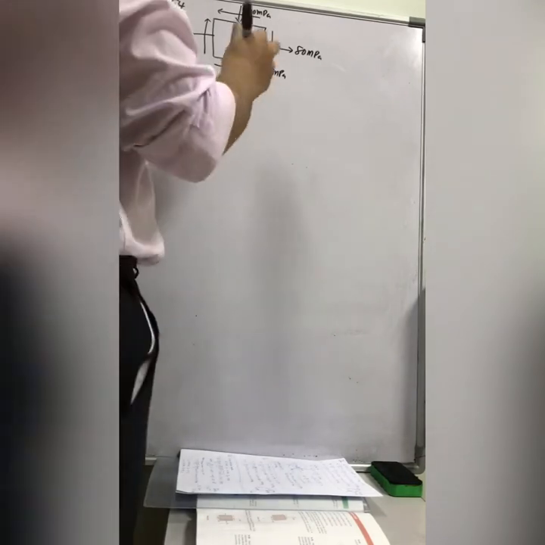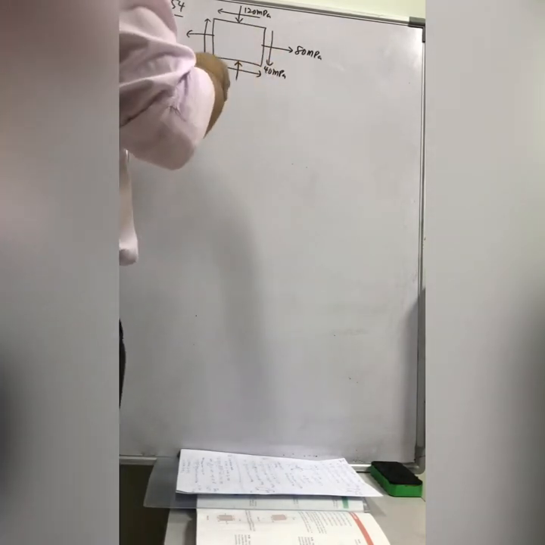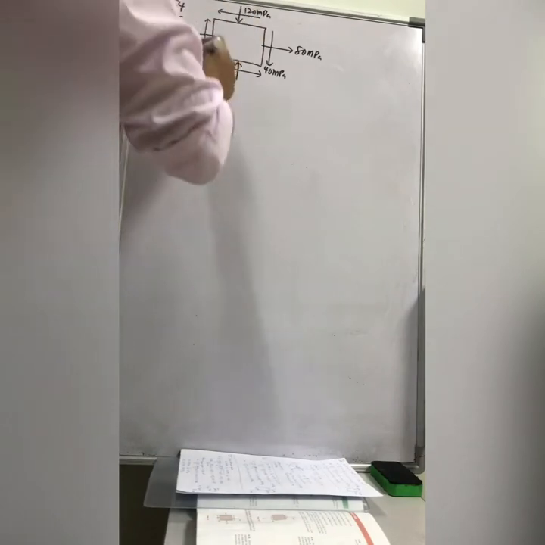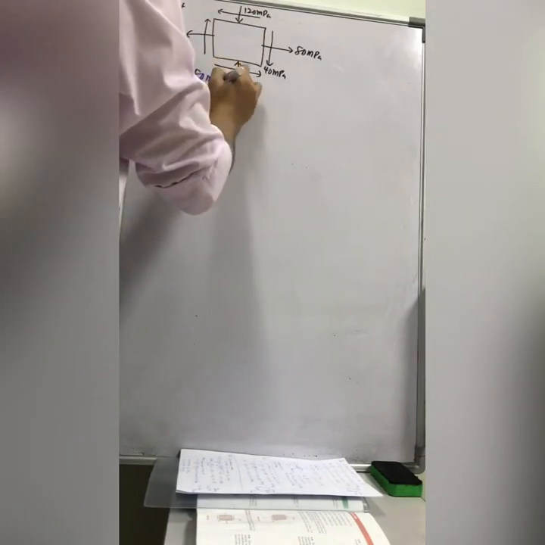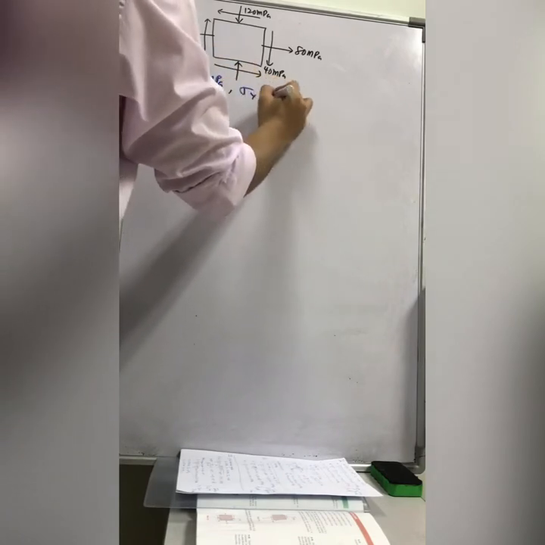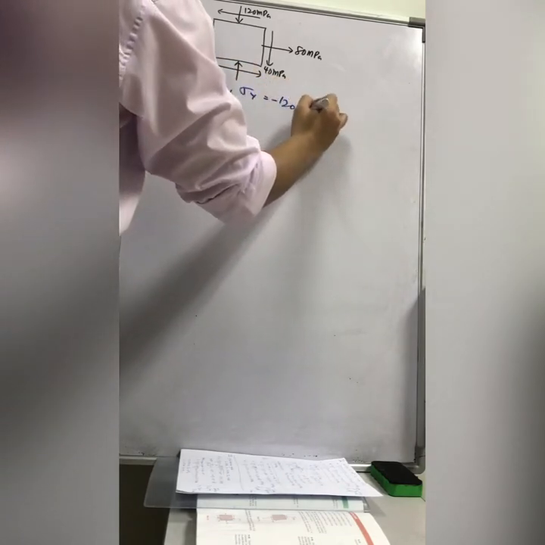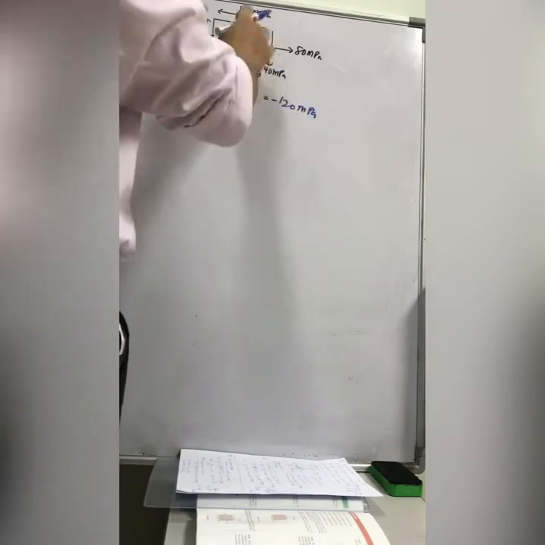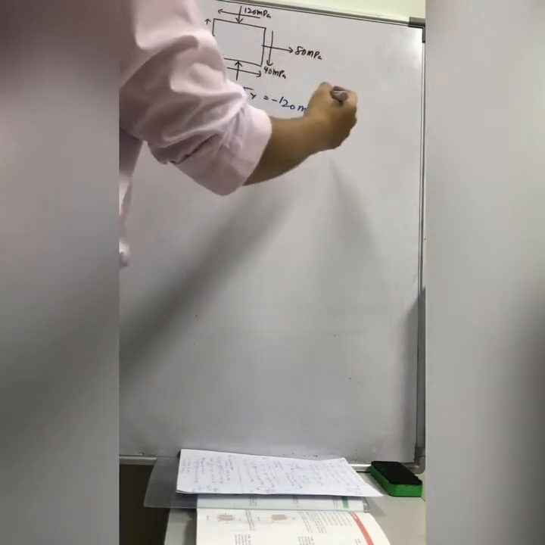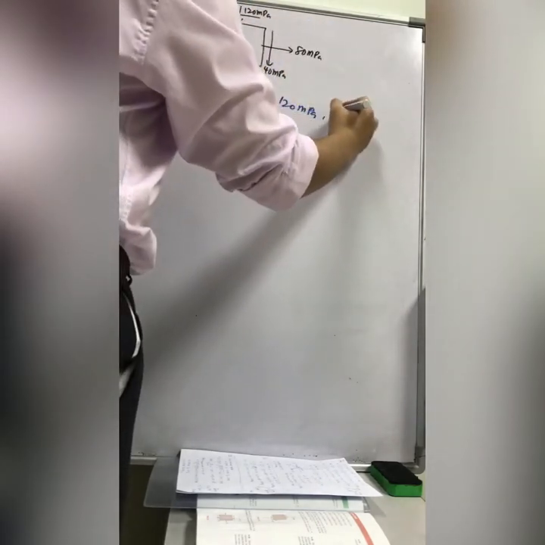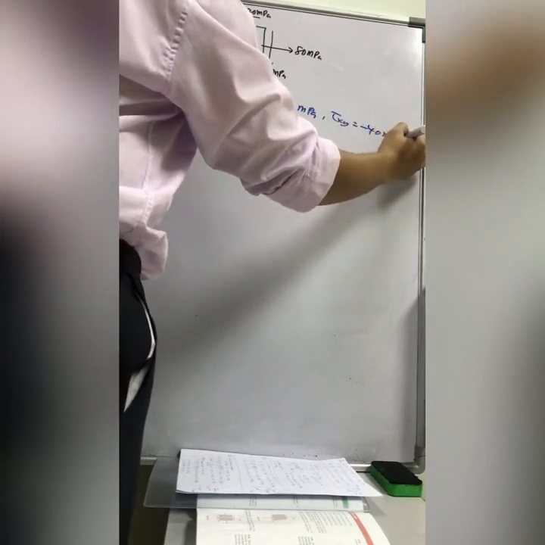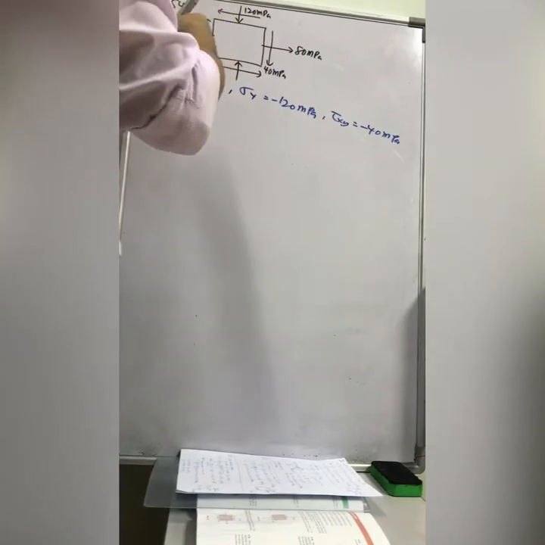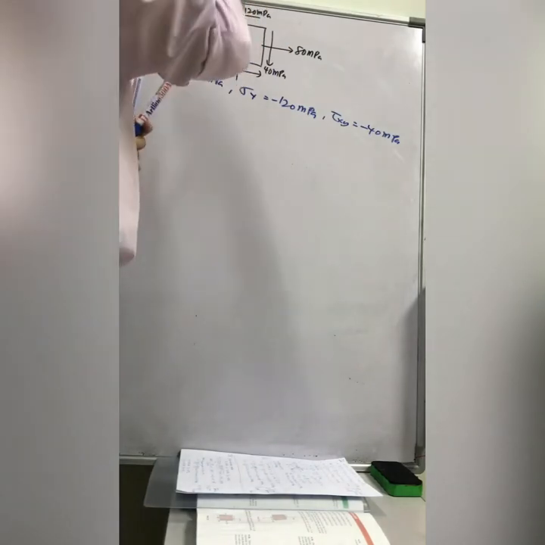So first, you need to identify what all these are. Sigma x is plus 80 megapascal, sigma y equals minus 120 megapascal, and your tau xy equals minus 40 megapascal. Why minus? Because you look at the right-hand side, the shear stress goes down.